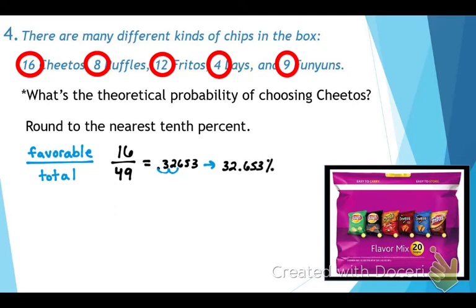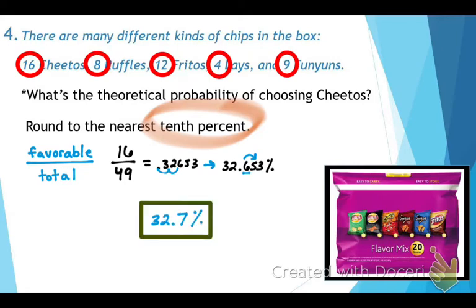No. I have to round it to the nearest what? 10th percent, all right? What's the tenths place there? The 6. The 6 asks his neighbor, are you 5 or bigger? What's that 5 say? Yes. So what happens to 32.6? The 6 turns into a 7. It becomes 32.7, okay? A lot of people are still rounding to the nearest whole number. Make sure you have a tenths place if it asks for rounding to the nearest 10th percent.